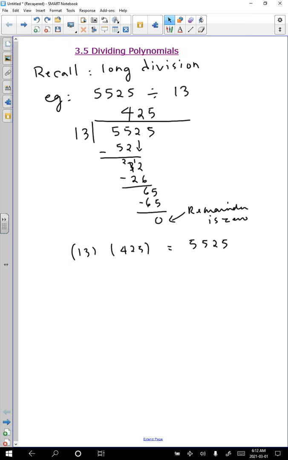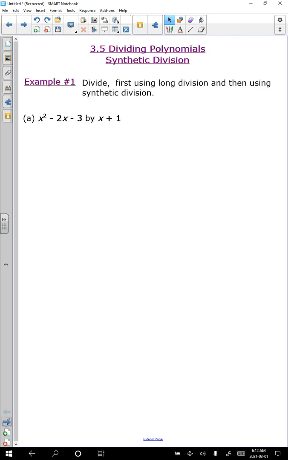So we could use the same idea even when we are dividing polynomials. So let's say we had this polynomial x squared minus 2x minus 3. We're dividing it by x plus 1. I'm going to first do it using long division and then using synthetic division. Okay, so if we were doing it by long division, I would put this little box, put x squared minus 2x minus 3 here, and I'm dividing it by x plus 1.